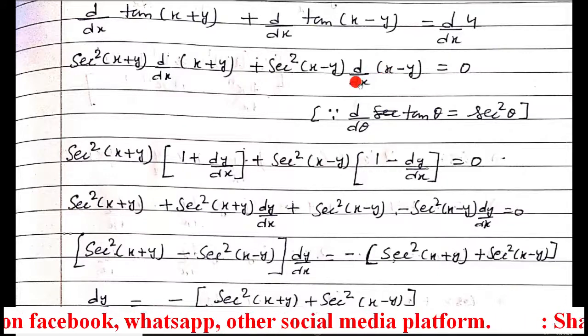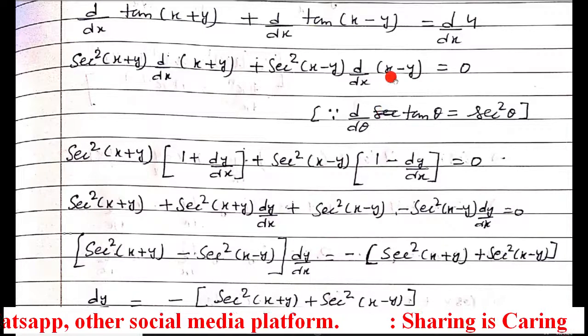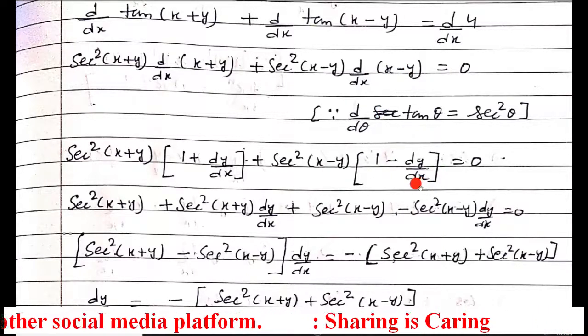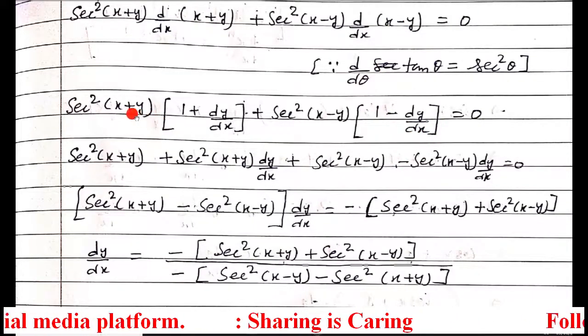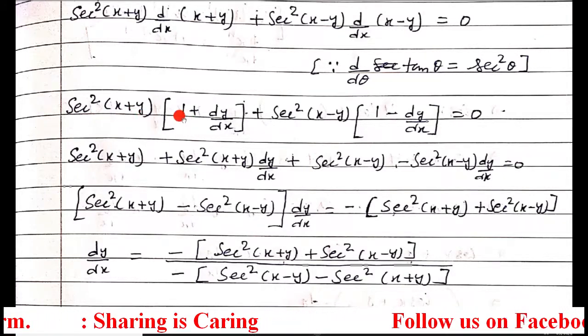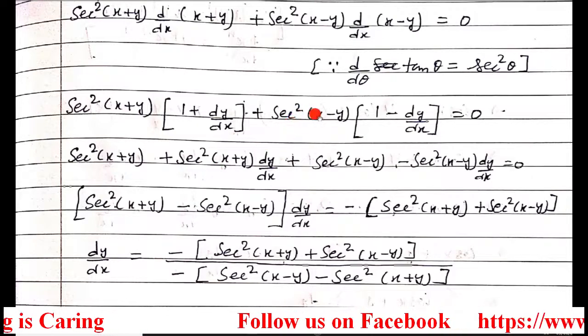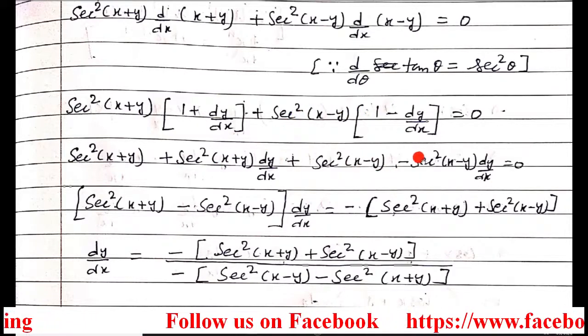Here again the derivative symbol will distribute to both. So x differentiation is 1 and then dy over dx. Now open the bracket. When we open the bracket, sec square of x plus y will distribute to both, so we will obtain these two terms. In the same way, sec square of x minus y will distribute to both, so we will obtain this term.